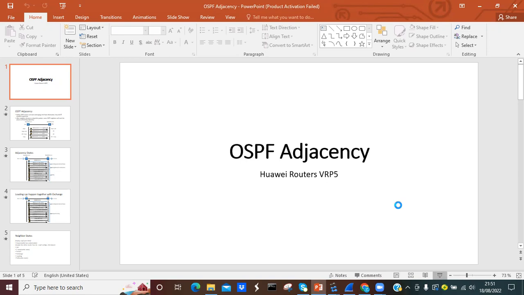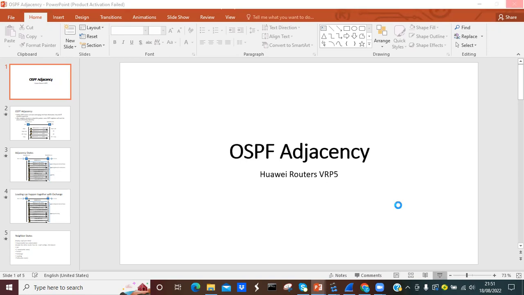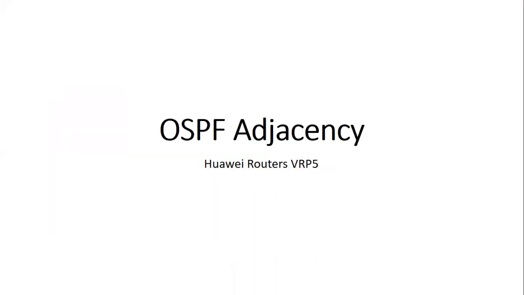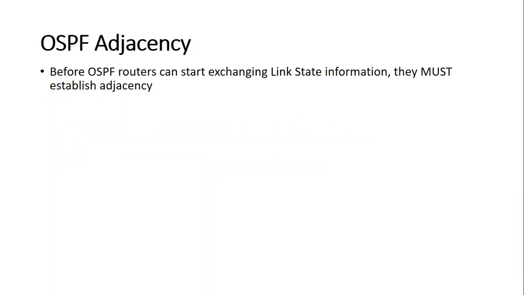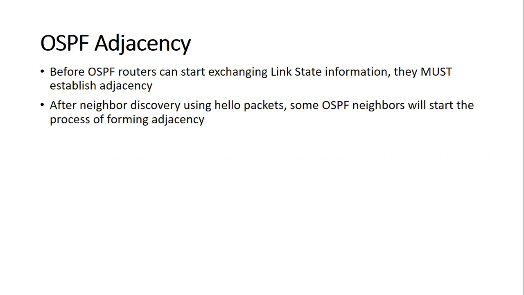OSPF adjacency is part of the neighbor formation process. When the neighbor process has been successfully achieved using hello packets, some routers will proceed into forming an adjacency. I'm saying some because not all of them transition into forming adjacency. OSPF routers cannot exchange link state information before they establish adjacency. The adjacency must be established.